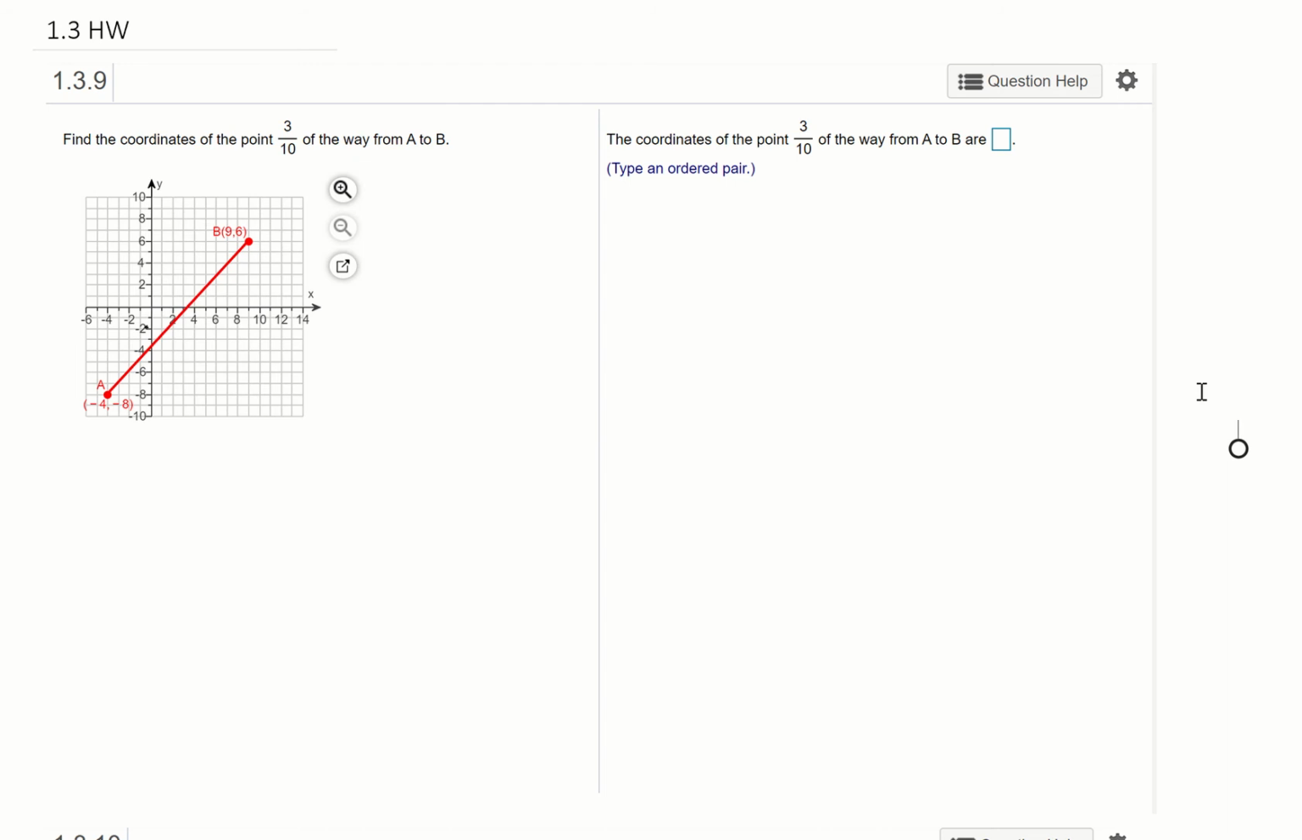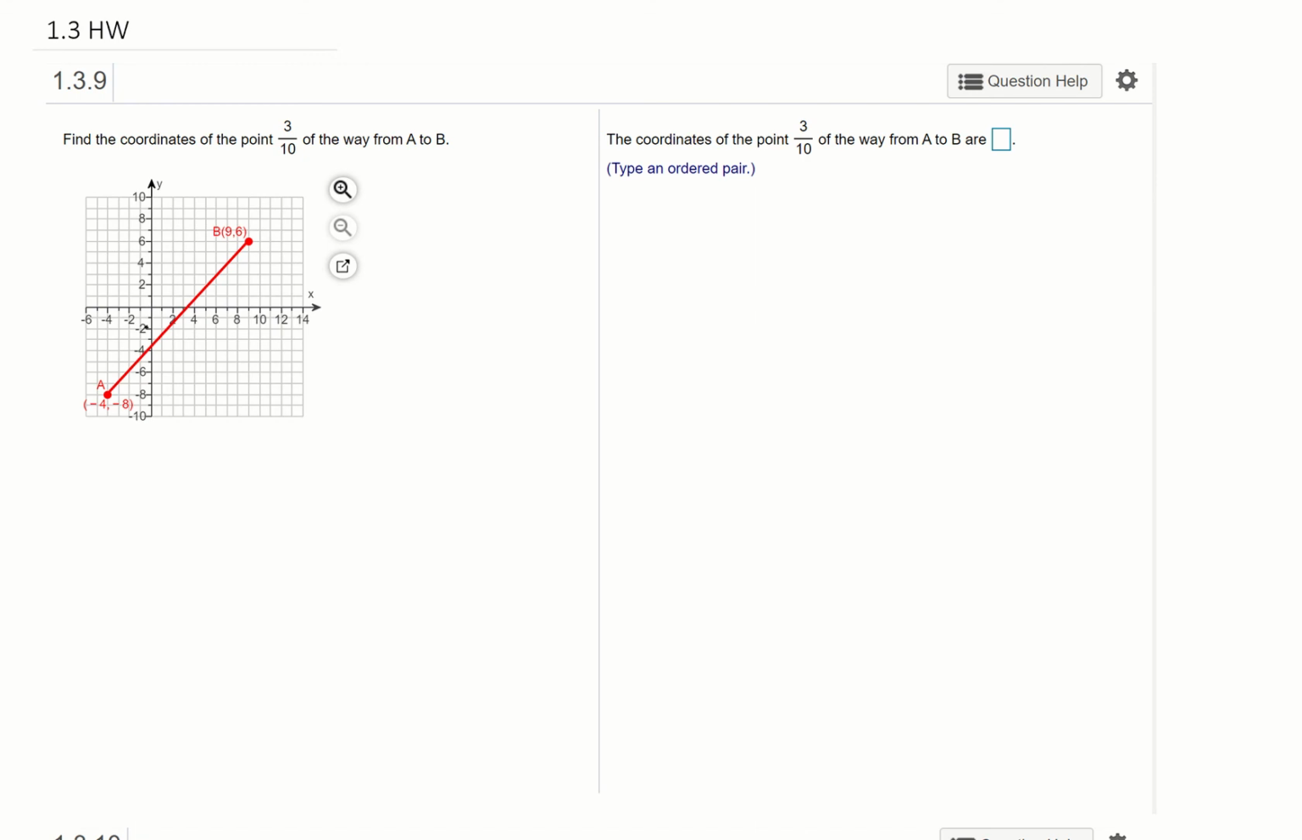Looking at the first question here, we want to find the coordinates of the point 3/10 of the way from A to B. This is from the online Savas homework. Remember that the Savas homework randomly generates problems. It'll randomly change some of the numbers around, maybe the coordinates or the fraction that's used here. So it might not be exactly the homework problem that you were using, but it's the same type of problem. The first question is a partitioning problem: find the coordinates of the point 3/10 of the way from A to B.